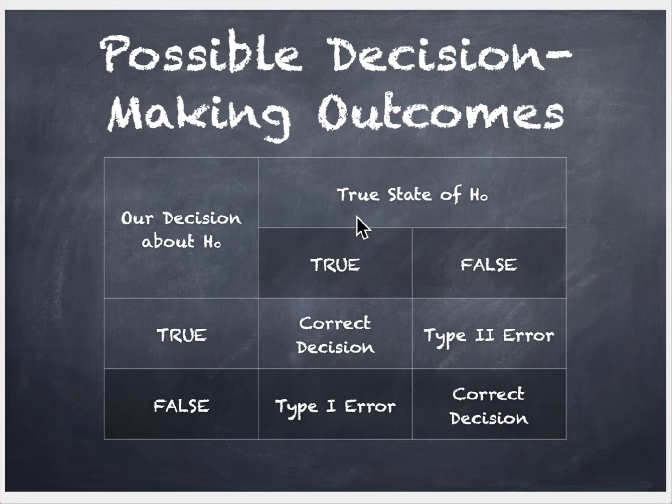On the other hand, if the null hypothesis is true, but based on the data we conclude that it's false, then we've committed a type 1 error. We've come to the wrong conclusion. We've rejected a true null hypothesis, and that again is called a type 1 error. And then finally, if the null hypothesis is false and so therefore should be rejected, but based on the data we conclude that it's true, then we've again come to the wrong conclusion because we failed to reject a false null hypothesis, and that is called a type 2 error.